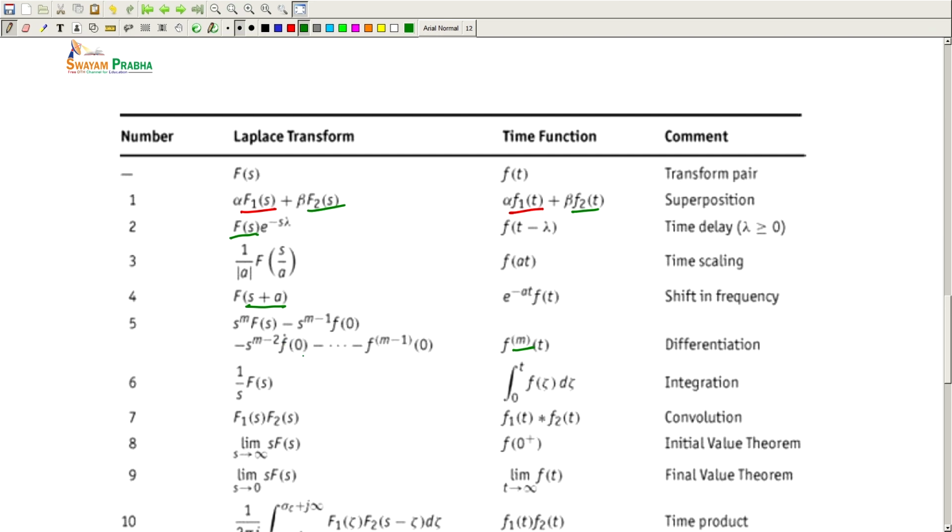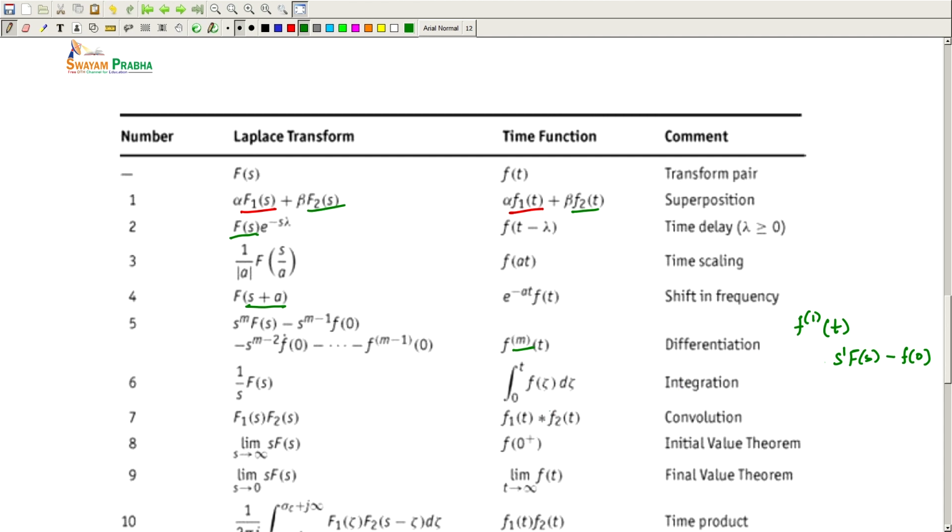So, for example, if I want to just find the Laplace transform corresponding to the first derivative of f of t, by this formula it will be s to the power 1 times F of s minus f of 0. So, that is about differentiation. The next part is about integration.